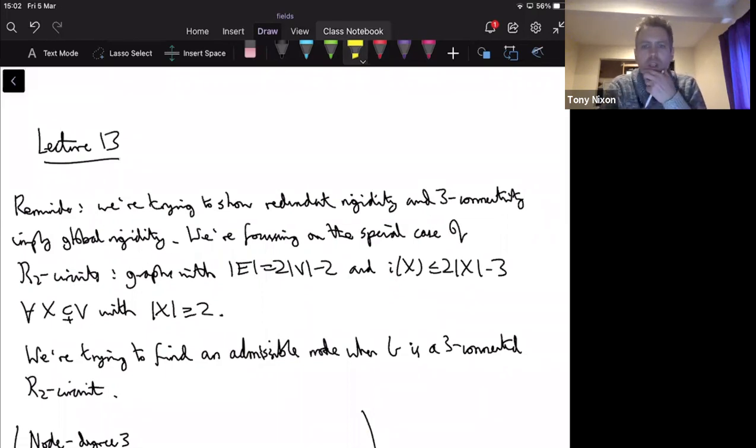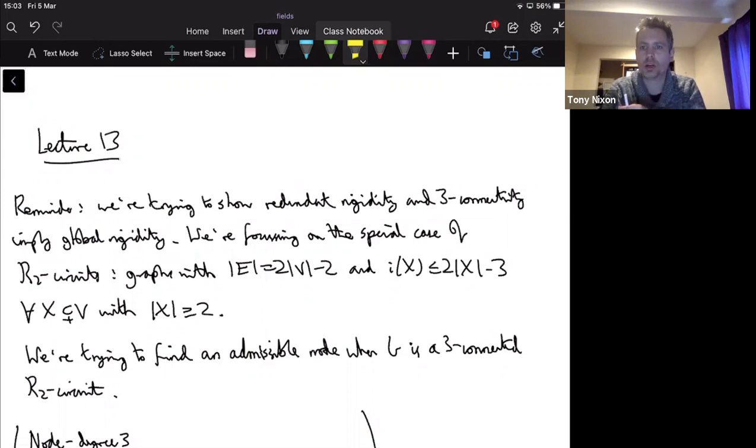And so we were talking about global rigidity in two-dimensional space for generic frameworks. We had shown that globally rigid frameworks are redundantly rigid and three-connected. And we were looking at the converse. When is a redundantly rigid and three-connected graph globally rigid? Our aim is to show that all such graphs are. We showed that all graphs generated from K4 by the one extension operation and from edge additions are globally rigid.